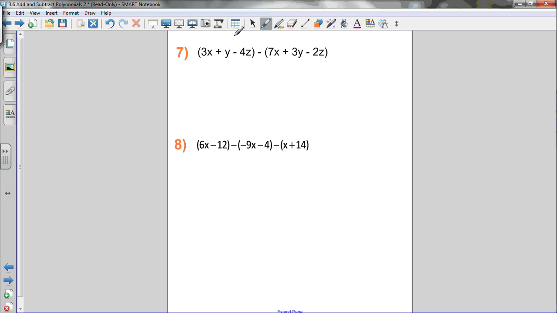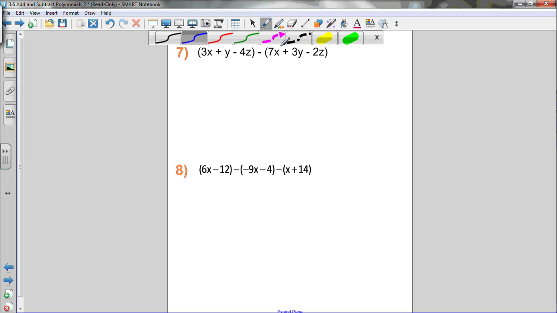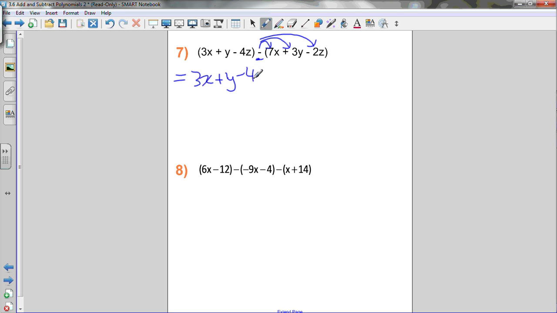Two more before we do an application question. So let's do this one. Once again, I'll notice that I have two polynomials, and I'm subtracting the second polynomial from the first one. In order to do that, I need to distribute this negative sign to each of the terms inside the polynomial that is being subtracted. So let's rewrite this without brackets by doing that. So 3x plus y minus 4z. You'll notice that one doesn't change at all.